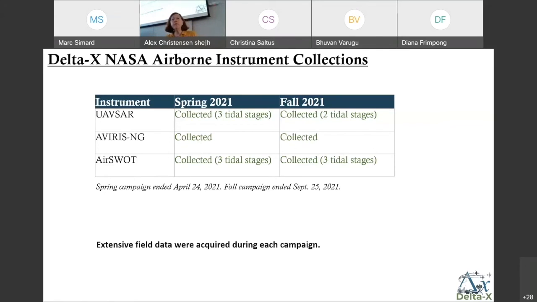So in the fall, the idea was that with low discharge, you would have less overbank flow, and so you'd need fewer acquisitions. And so we had planned to have 2 acquisitions, one at different parts of the tidal stage. In the end, UAVSAR did not show up before Hurricane Ida, and so AirSWOT did. There were some issues with the aircraft for UAVSAR, and so in the interest of simply collecting the data, we started collecting data with AirSWOT before we started collecting it with UAVSAR.